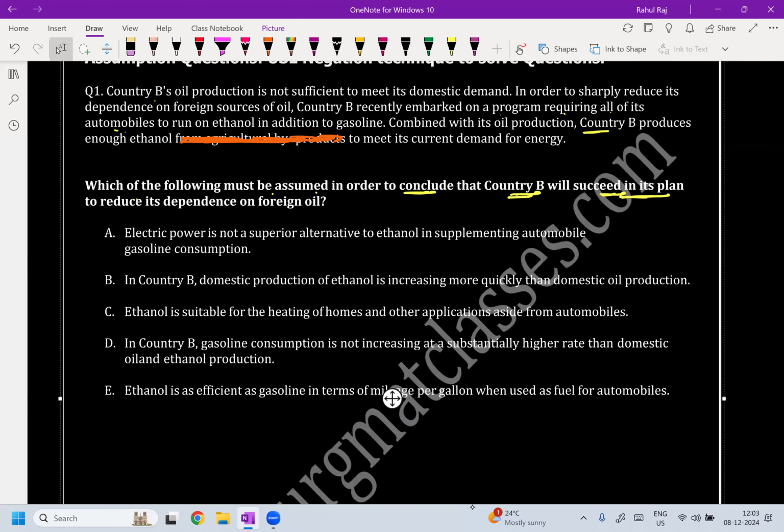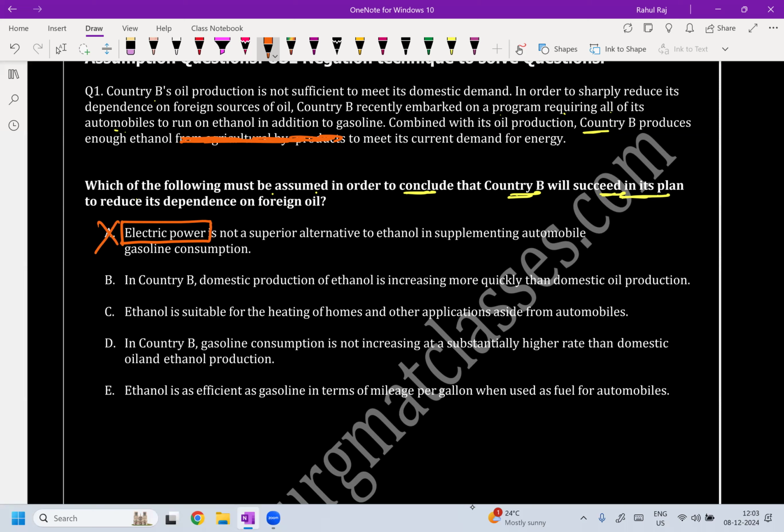Which of the following must be assumed in order to conclude that country B will succeed in its plan to reduce the dependence on foreign oil? The first option says electric power. Tell me one thing: is electric power discussed in the argument? Yes or no? No. So I don't have to negate this statement. I can just disqualify this. It's an out-of-scope answer.